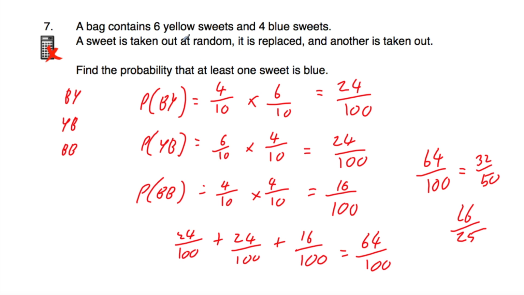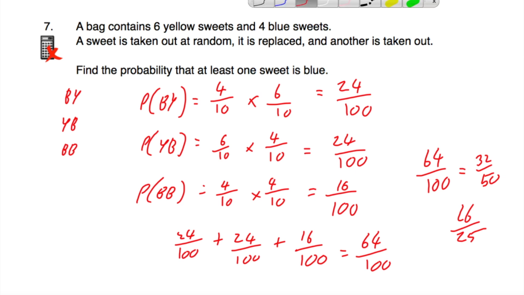Because we're taking out 2 sweets from this bag, the bag contains yellow sweets and blue sweets, and we want to find the probability of getting at least one blue. Well, if we find the probability of getting 2 yellow sweets, so a yellow and a yellow, and then we take that away from 1, what's left will have to have one blue sweet in there. So let's do 1, take away the probability of a yellow and a yellow.